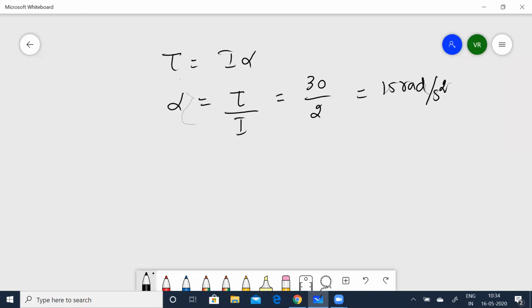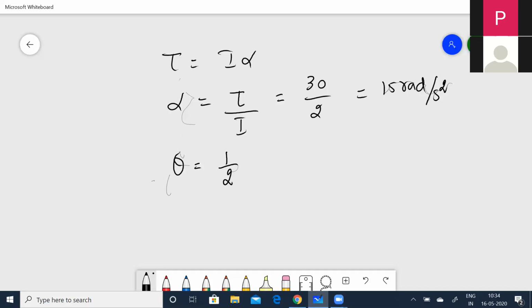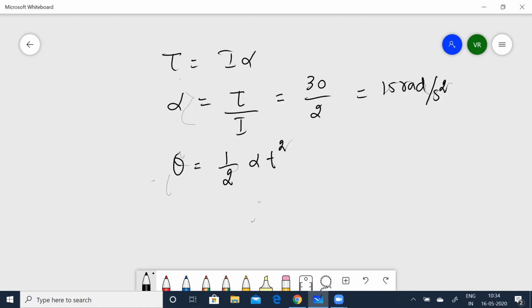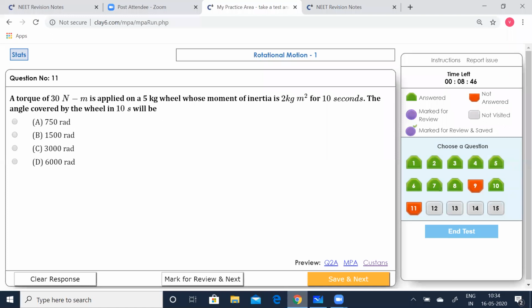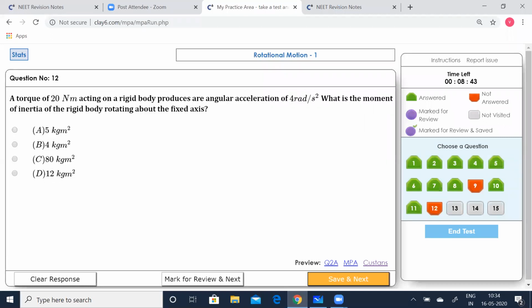So now we need to find out the displacement. Since it starts from rest, omega 0 is going to be 0. So that gives you theta is equal to half into alpha t square. Having known t and alpha, it is just substitution. Half into alpha is 15 into 10 squared, which is 100, which is equal to 750 radians. 750, option A is correct. Save that, go to the next.